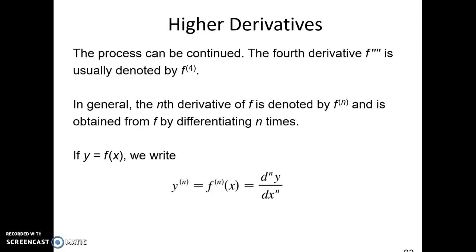The fourth derivative is usually denoted by this. Instead of continuing to write primes, we usually just say f4, meaning the fourth derivative. In general, the nth derivative of f is denoted by f with parentheses n, and this is obtained from how many times you're differentiating. For instance, if you wrote f to the parentheses 10, that would be the 10th derivative. So we would write it like this: y to the n, y nth derivative, f nth derivative, the nth derivative with respect to x.